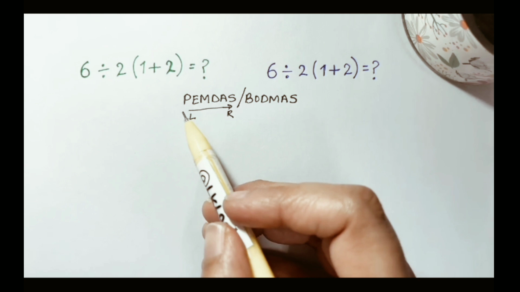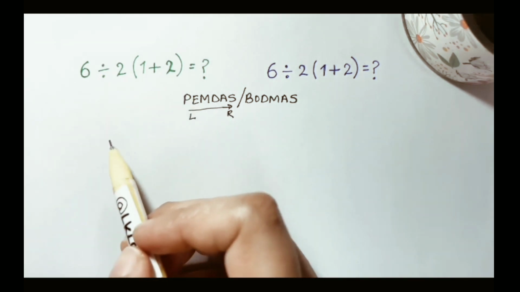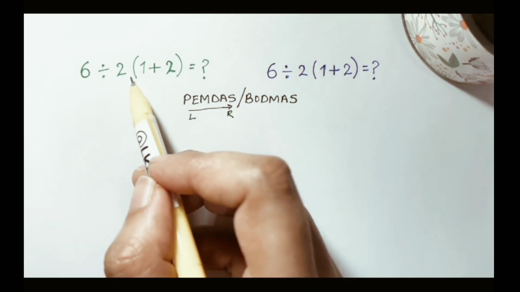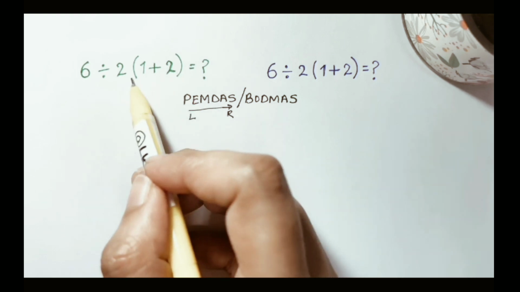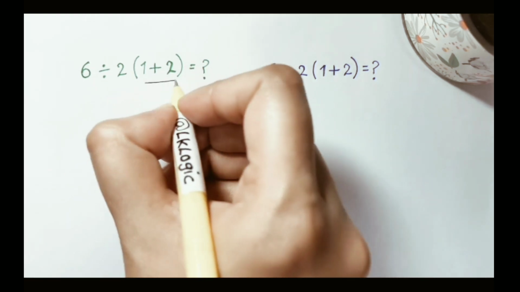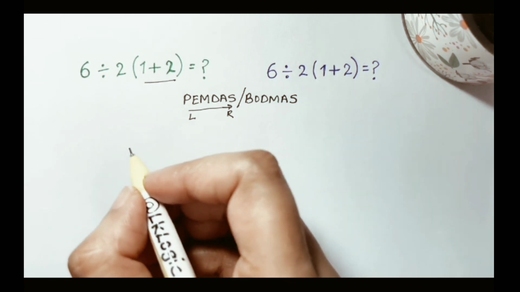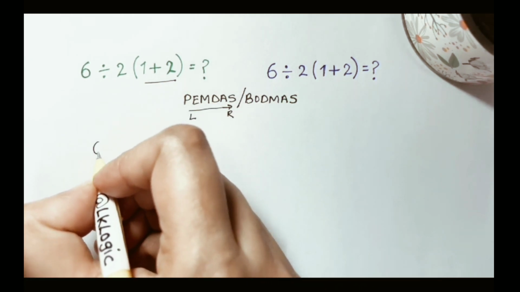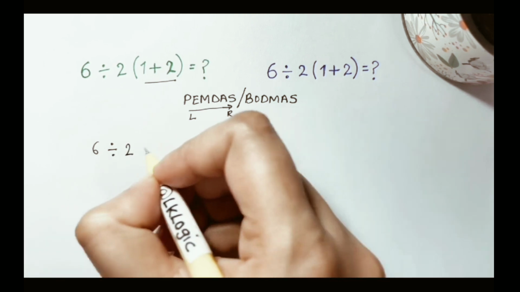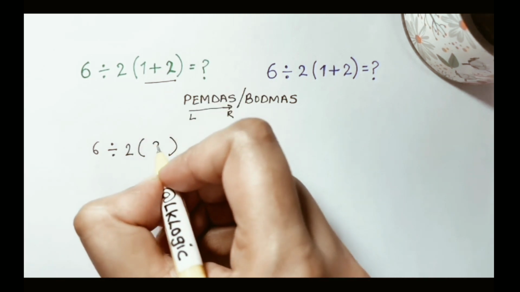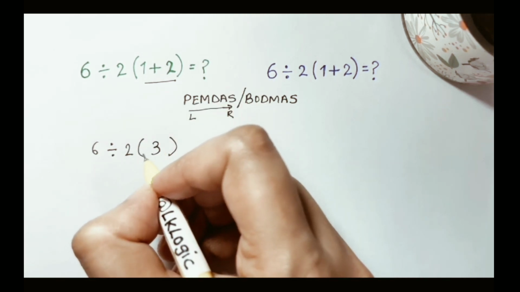The first step of the problem has no controversy, so we're going to solve that. This expression contains a parenthetical expression which must be evaluated first. 1 plus 2 is inside the parenthesis, so we'll evaluate 1 plus 2 to get 3. So we have 6 divided by 2, parenthesis, 3. Now the question is what to do next.